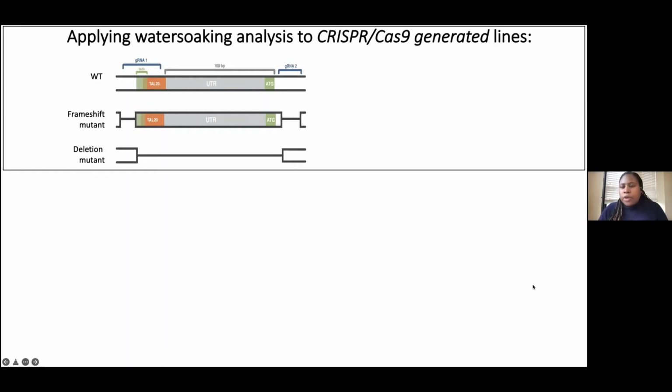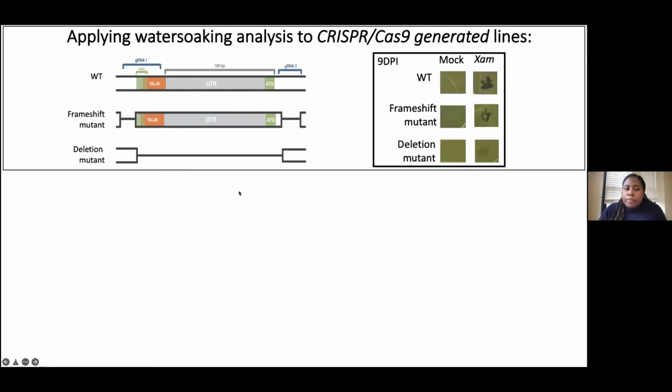So first I'll show you some of the results from our CRISPR-Cas9 work, where we're using a dual guide RNA strategy to target the TAL20 EBE and right after the translation start site. And from these guide RNAs, we have two mutants that we've moved forward with, a frameshift mutant where the EBE is intact, but there's a premature stop codon in the first exon of me-sweet-10A. And the second is a deletion mutant where the EBE, the 5' UTR, and the translation start site have been removed.